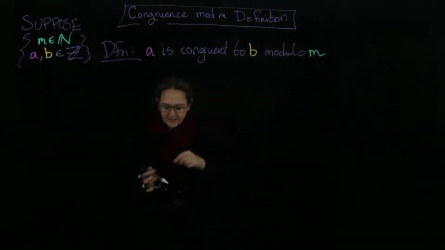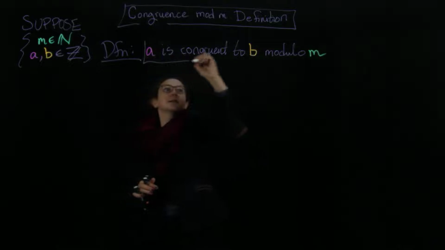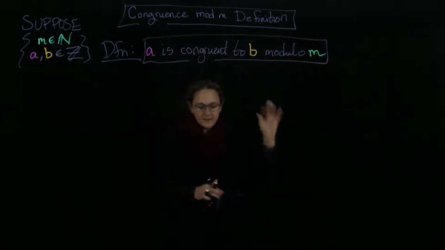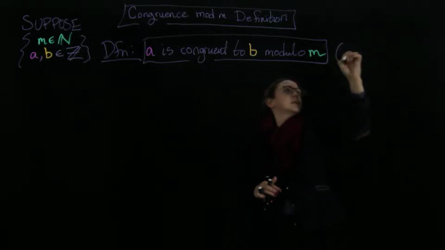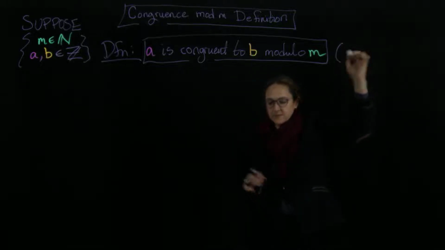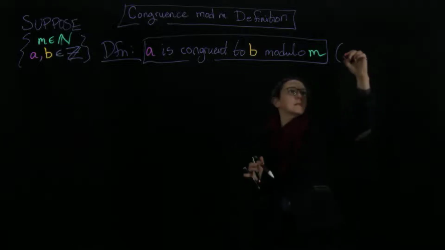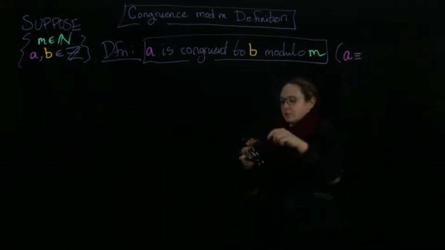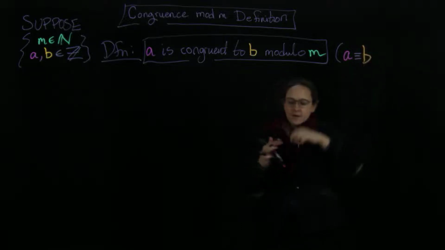Okay, so this is what we're defining. A is congruent to B modulo M. And this is denoted the way that we denote it: we write A is congruent to B mod M.